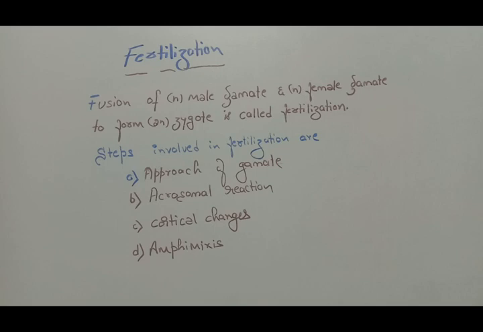The next is amphimixis. So what is amphimixis? After the entry of the sperm into the egg, the secondary oocyte now undergoes second meiotic division to produce the ovum and the haploid polar body. Finally, male pronucleus fuses with the female pronucleus to form diploid zygote, and that is nothing but nuclear fusion, or you can say it as amphimixis.